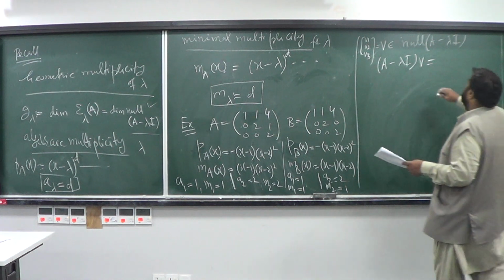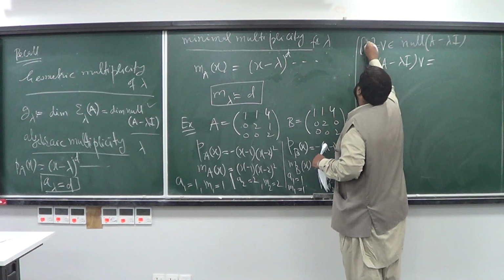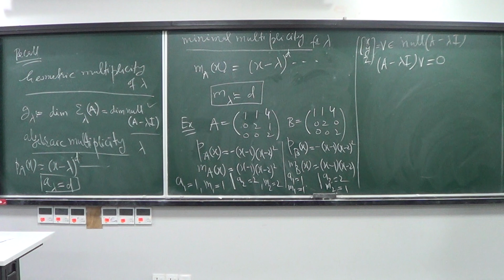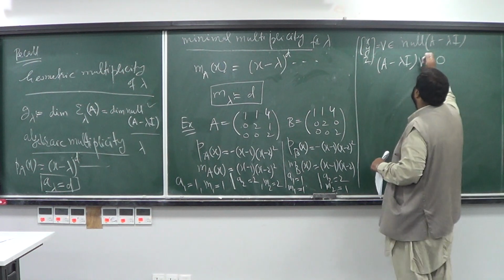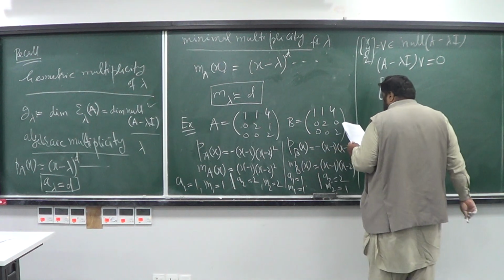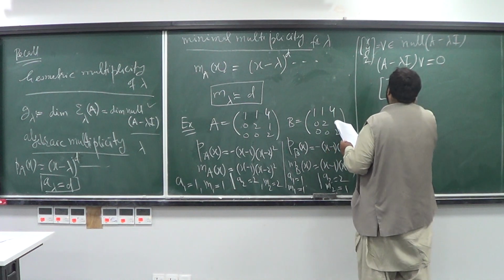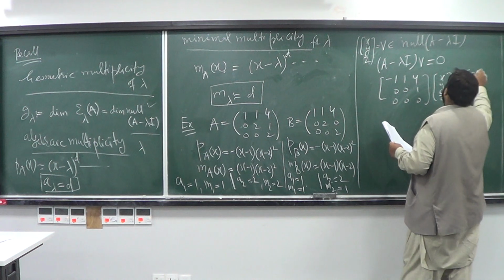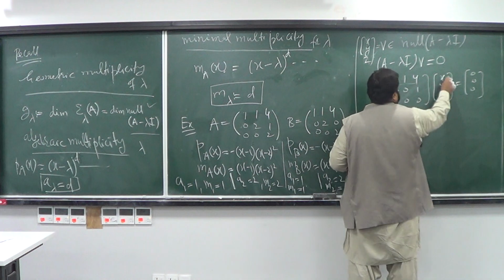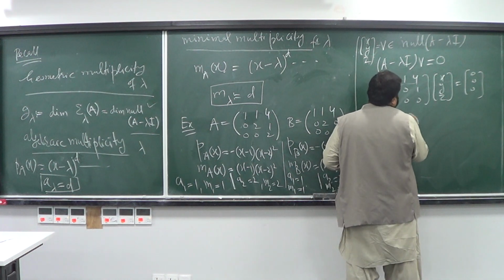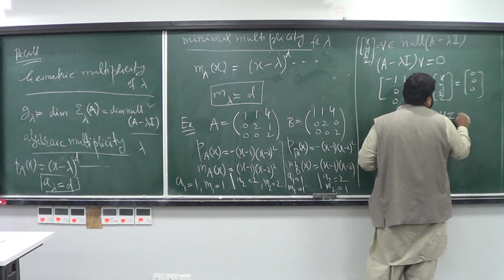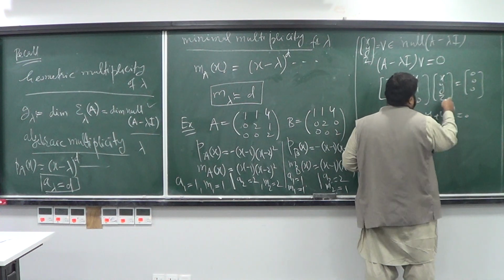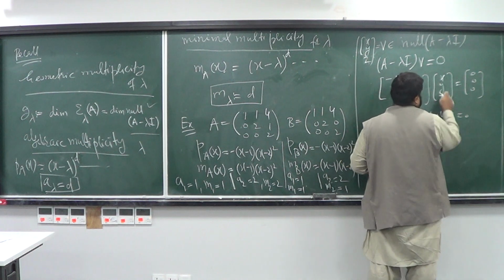So maybe I can call V to be X, Y, Z, and solve this system actually. Since V is from the null space of A minus lambda I, the A minus lambda I operated onto V should be 0. Now the A minus lambda I matrix, minus 1, 1, 4, 0, 0, 1, 0, 0, 0, operated onto X, Y, Z equals 0, 0, 0 actually. The first equation gives you minus x plus y plus 4z equal to 0, and the second equation gives you y equal to, what do you call, this means that z equal to 0, and this means nothing actually.